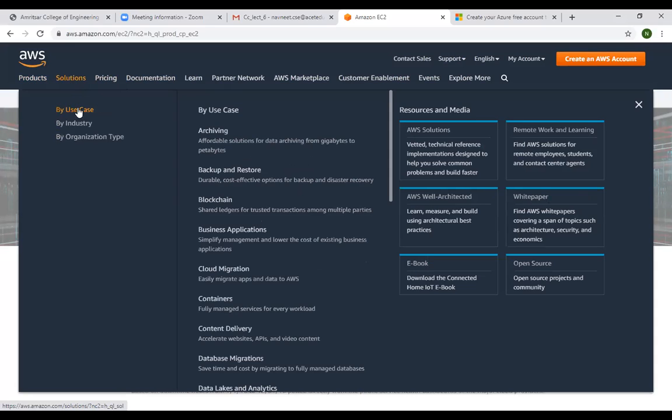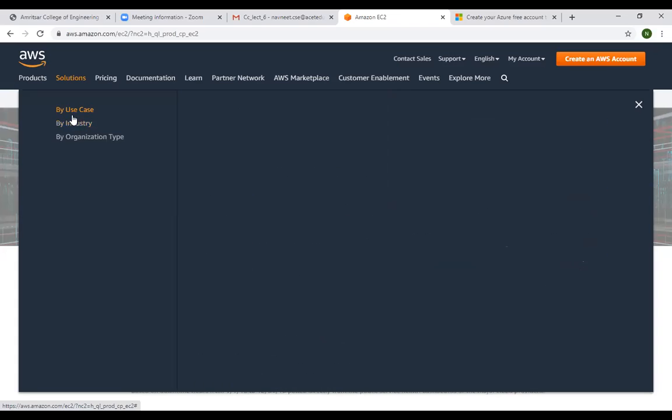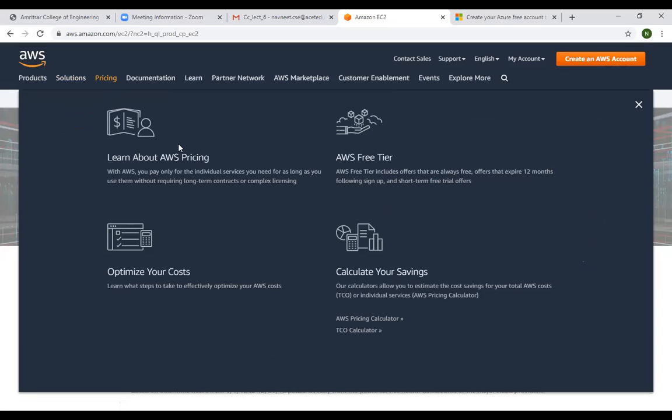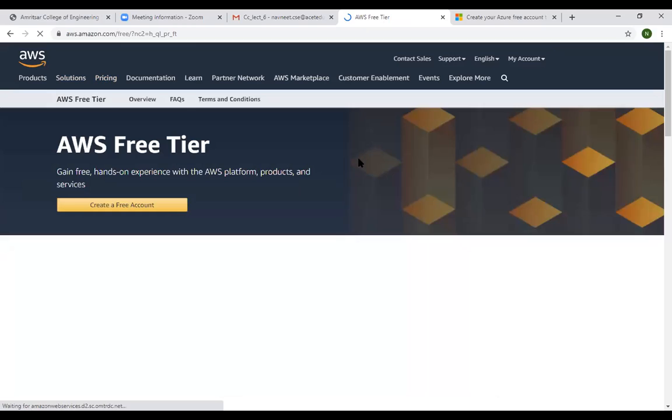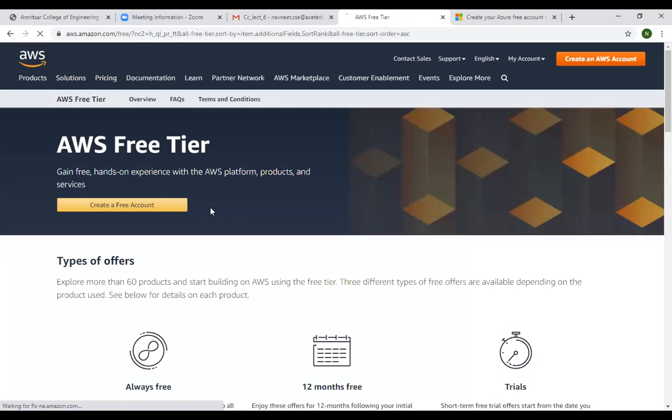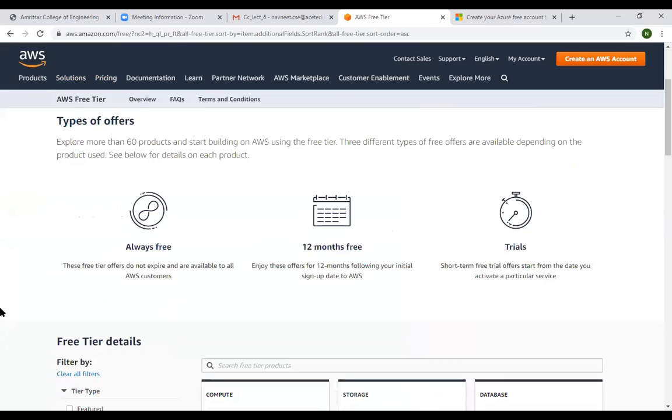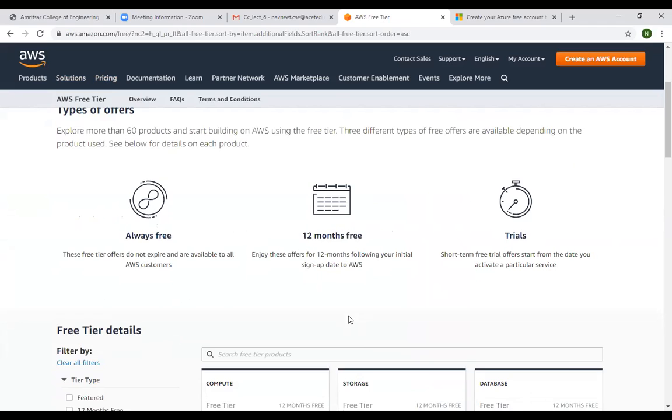These are the solutions by use case, by industry and organization type. Pricing: learn about AWS pricing. From the pricing you can learn which services are paid and which are free. This is the Amazon free tier, as we were discussing. You need to create a free tier account to gain free hands-on experience with the AWS platform products and services. These are the types of offers they have: always free, 12-month free, and trial free.